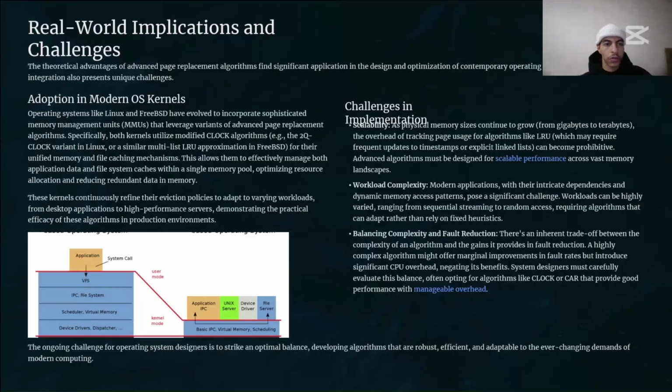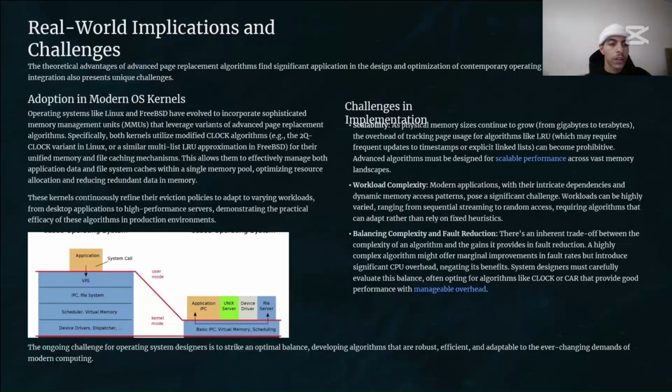Okay, we're going to talk about real-world implications and challenges. The theoretical advantages of advanced page replacement algorithms find significant applications in the design and optimization of contemporary operating systems. However, their integration also presents unique challenges.